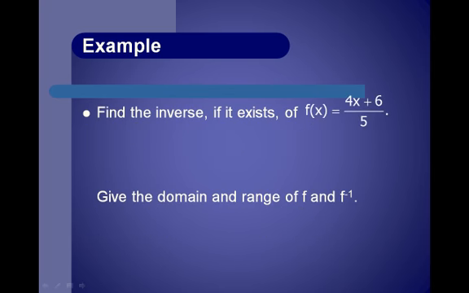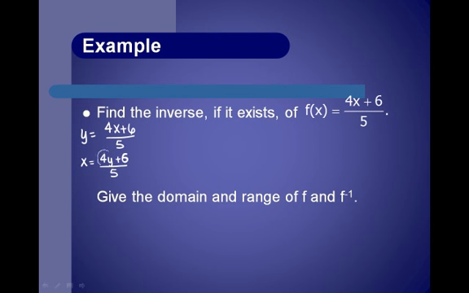Let's do another one. Find the inverse, if it exists, of f of x equals (4x plus 6) over 5. Well, we start out by replacing f of x with y equals, so we get y equals (4x plus 6) over 5. Then we're going to switch x and y, so we get x equals (4y plus 6) over 5. And then we want to solve for y.